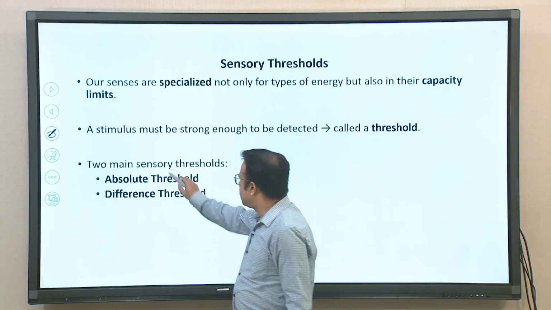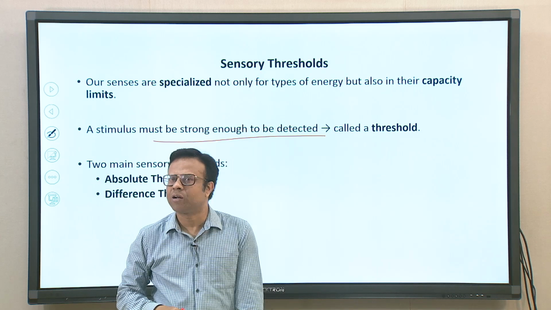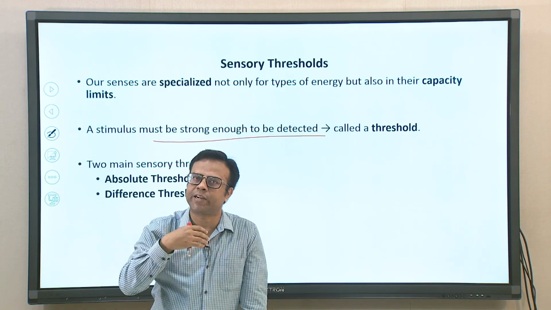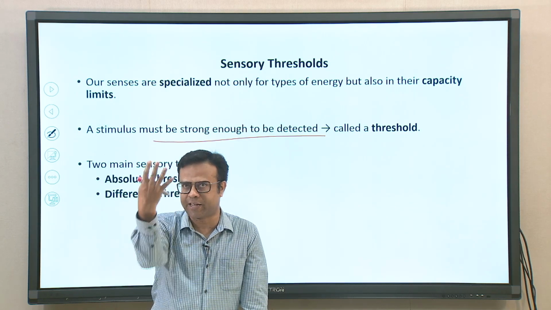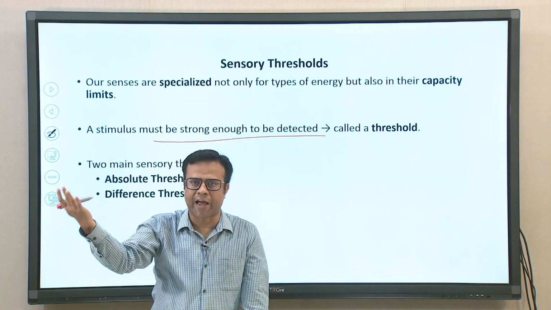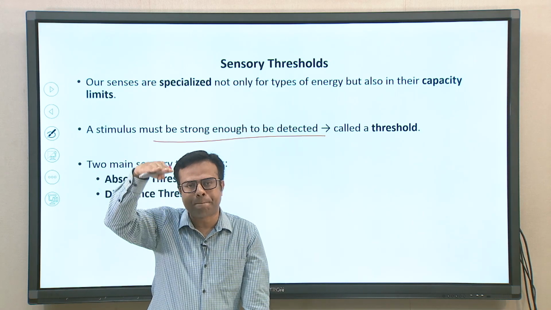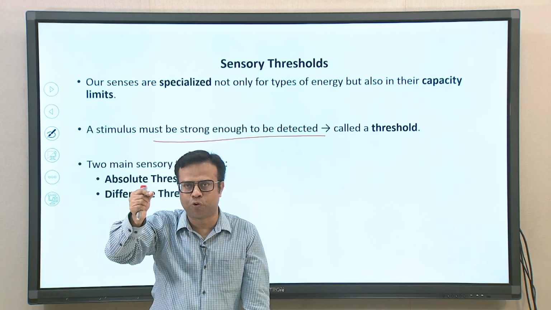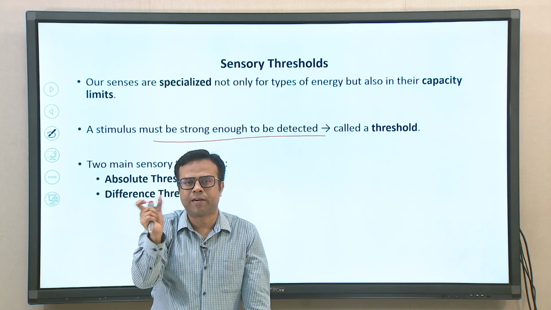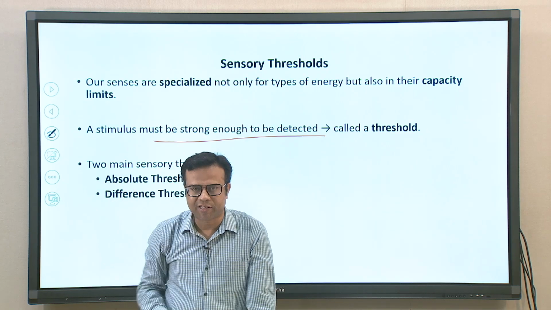What is that limitation? A stimulus must be strong enough to be detected. Every stimulus that is there in the environment, we are not able to detect. We are not able to detect every intensity of sound, or every intensity of the light waves that are there in the environment. There are so many frequencies of those light and sound waves, and we are not able to detect everything. So, there has to be a certain intensity of those stimuli in the environment to be detected. That minimum intensity needed to be detected is called the threshold.